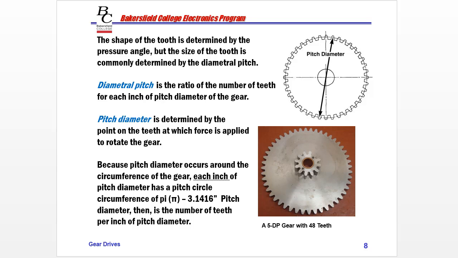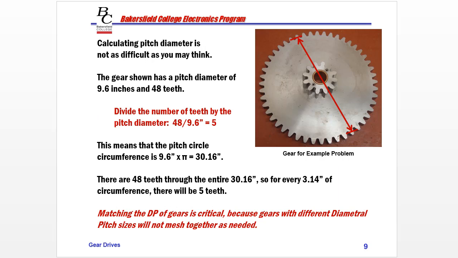But let's go on to the next slide to clear things up a little bit. To find that diametral pitch of 5 with those 48 teeth, we measure here and we get 9.6 inches. So to calculate it, we have 9.6 inches and 48 teeth. We divide the number of teeth, 48, by the diameter, which is 9.6, and we get a 5. So 5 is the diametral pitch, and it's that easy to calculate.